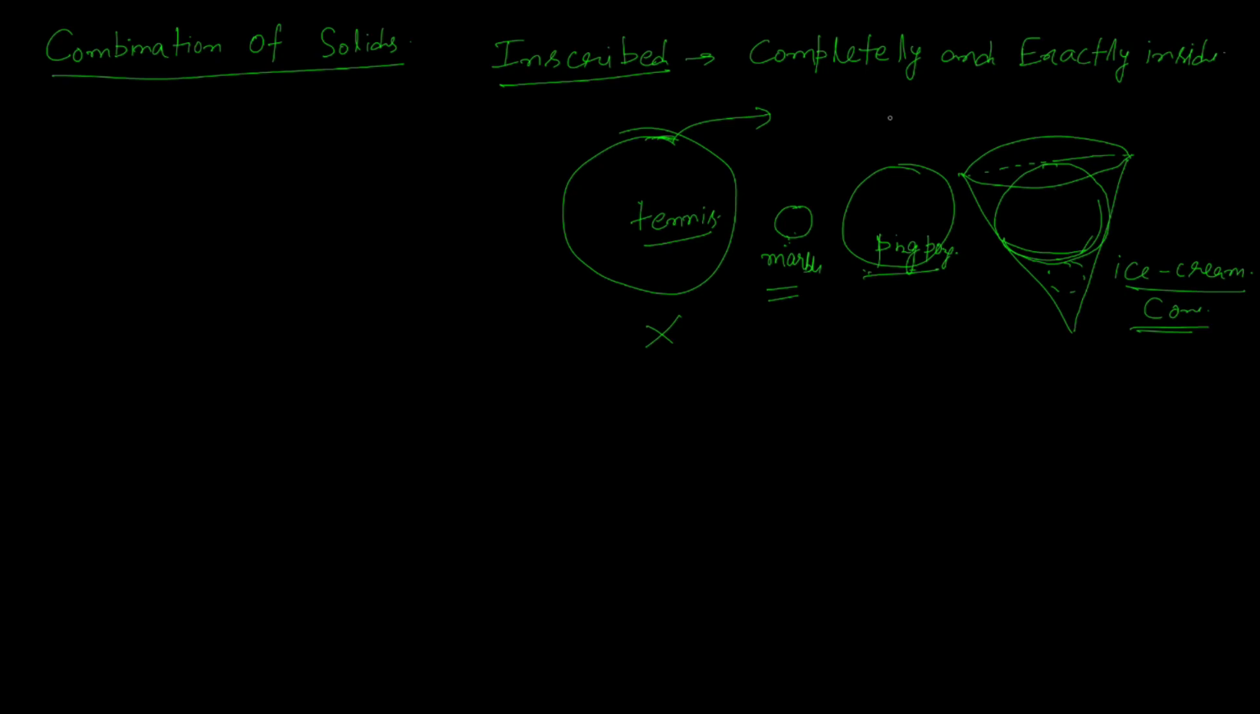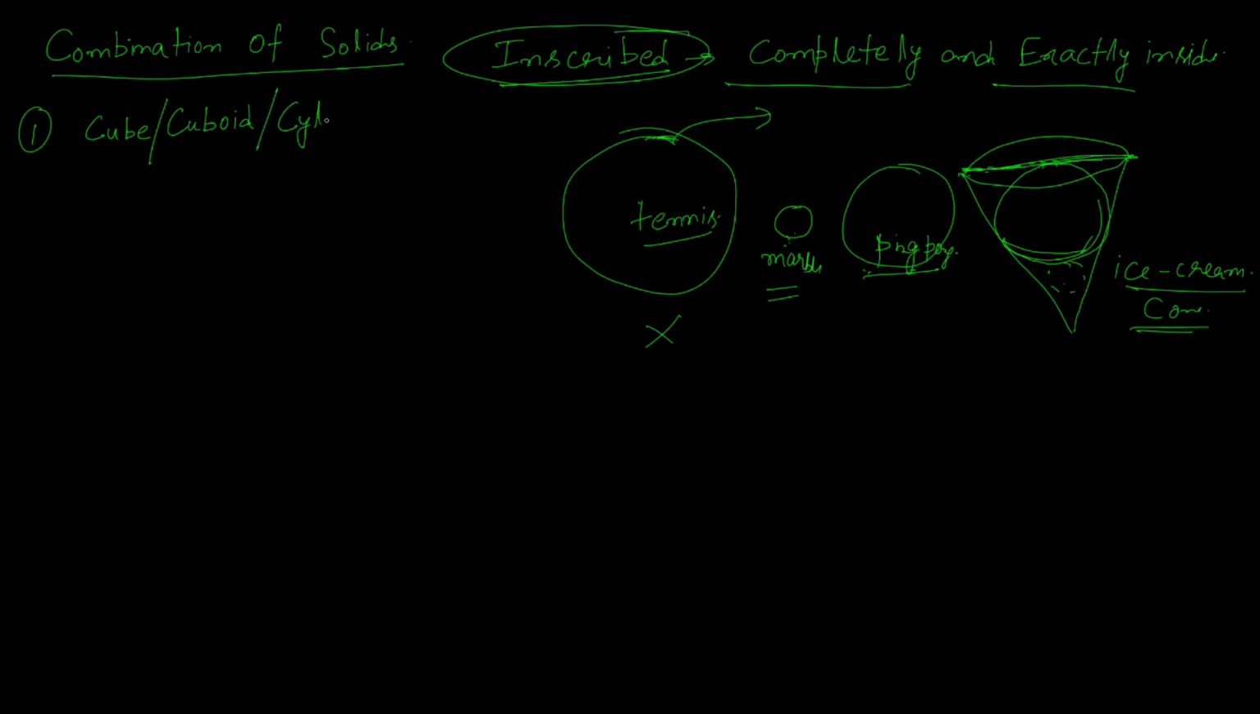So this is the situation of inscribed. Completely inside and just exactly inside, just touching the top surface. Nothing should be coming out, nothing should be spilling over. So this is what I'm talking about. Now let's take certain situations, one by one. If I have a cube, in fact cube or cuboid, both, or cylinder inscribed in a sphere, how do you interpret?